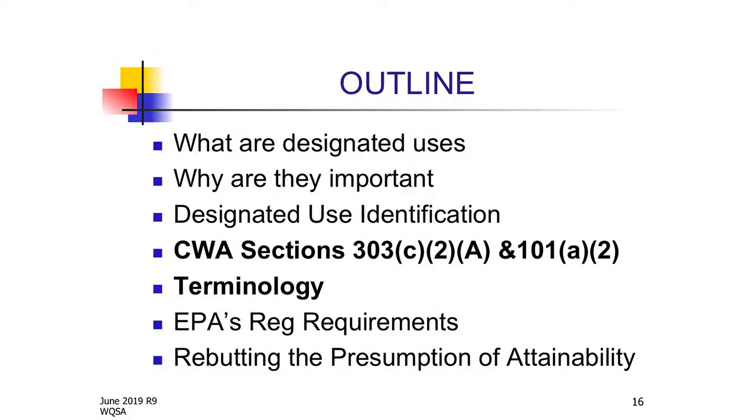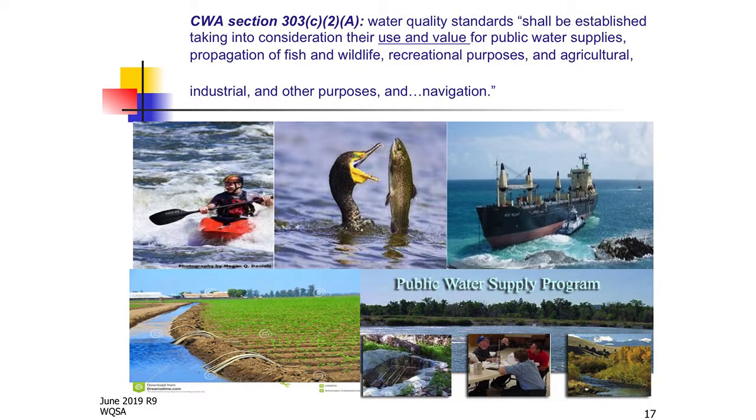Next we'll cover Clean Water Act sections 303(c)(2)(A) and 101(a)(2), and then some of the terminology from that. Clean Water Act section 303(c)(2)(A): water quality standards shall be established taking into consideration their use and value for public water supplies, propagation of fish and wildlife, recreational purposes, and agricultural, industrial, and other purposes, and navigation.